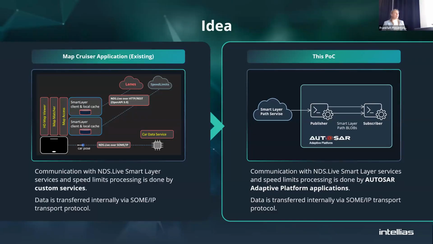In our POC, we are making a step towards integration with the AUTOSAR adaptive platform, and we are developing AUTOSAR applications, the publisher and the subscriber, that will connect to the NDS Smart Service, grab the speed limit data, and then push it into in-vehicle communication channels. The idea was to work with speed limits because, of course, due to ISA and CAP regulations, it's an important topic right now.